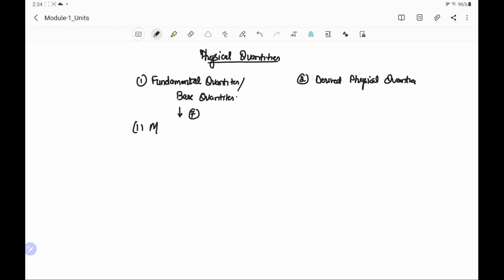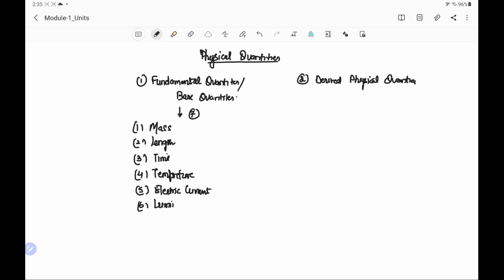First, mass, second, length, third, time, fourth, temperature, fifth, electric current, sixth, luminous intensity, and seventh is amount of substance.